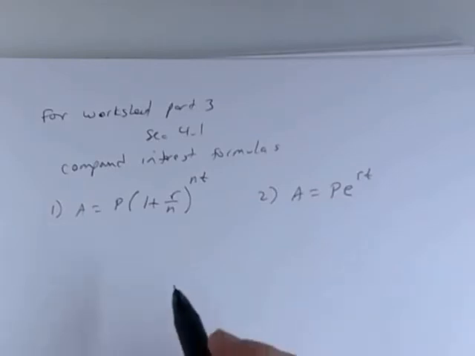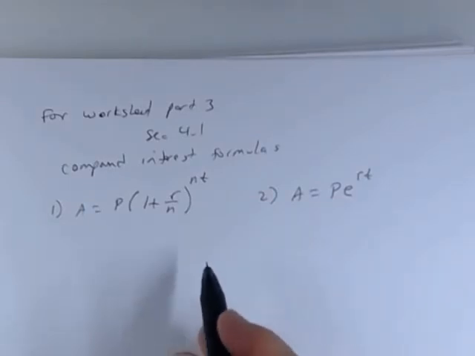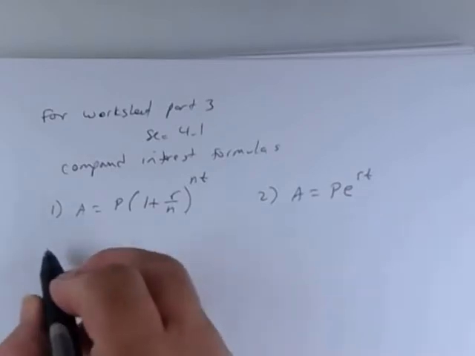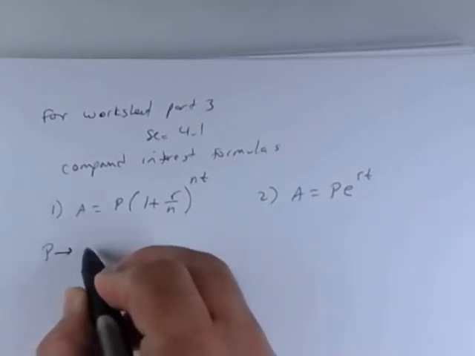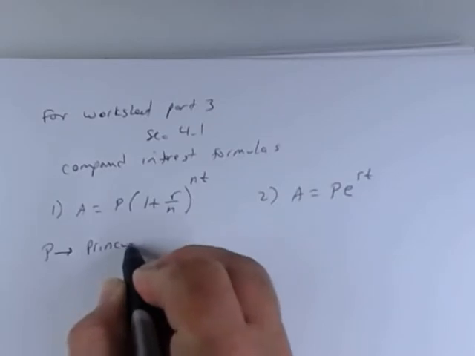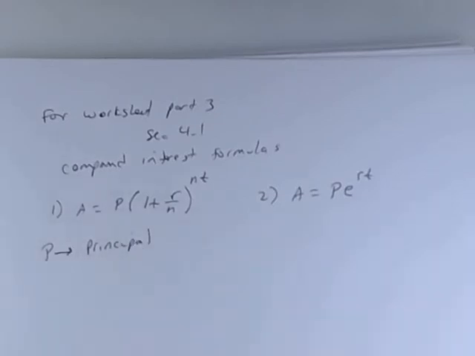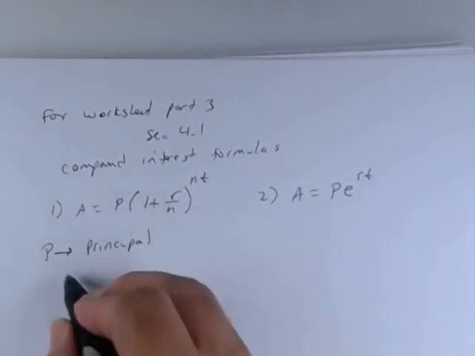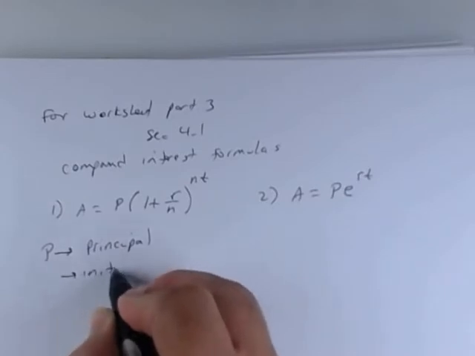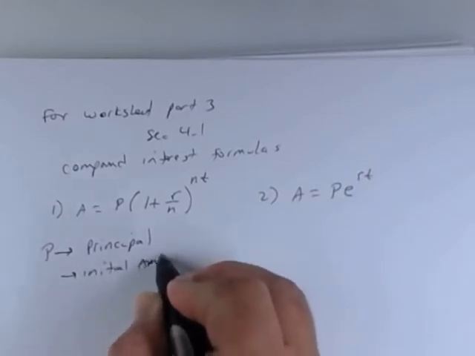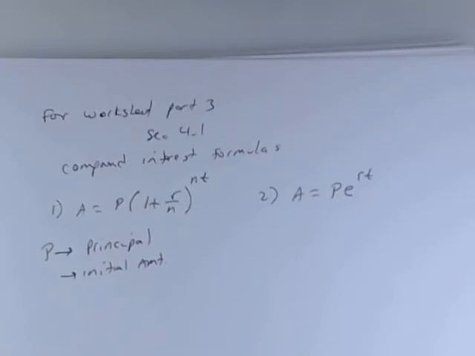So P stands for the principal, like the amount of money you invest, the initial amount. So P is the principal, the initial amount of the investment. So if you say you invested $8,000, then P is going to be what? $8,000.